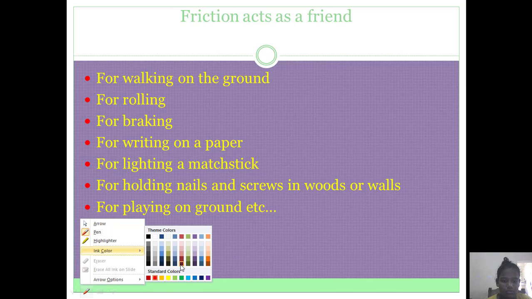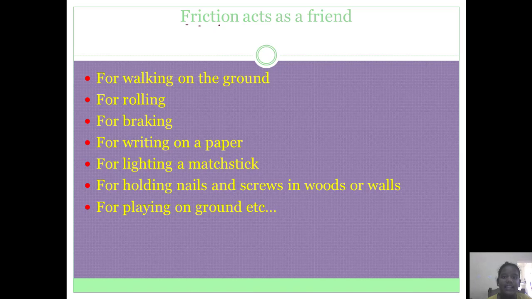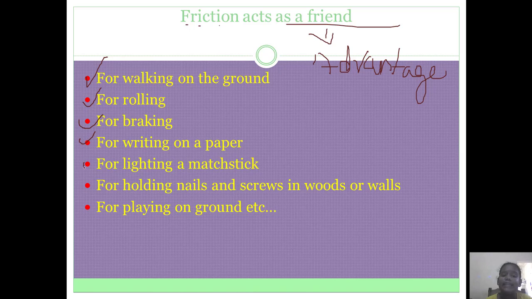So friction acts as a friend, and friend means advantage. We walk on the ground due to friction, for rolling, for braking, for writing on paper, for lighting a matchstick, for holding nails and screws on the wall, and for playing on the ground. These are some advantages by which we can say that friction acts as a friend.